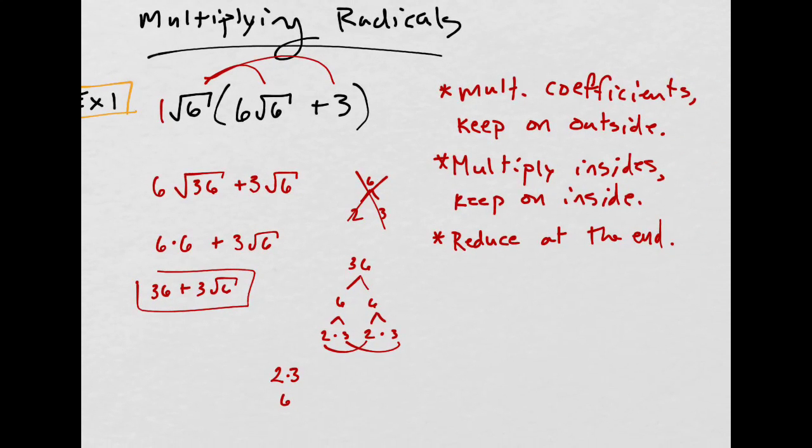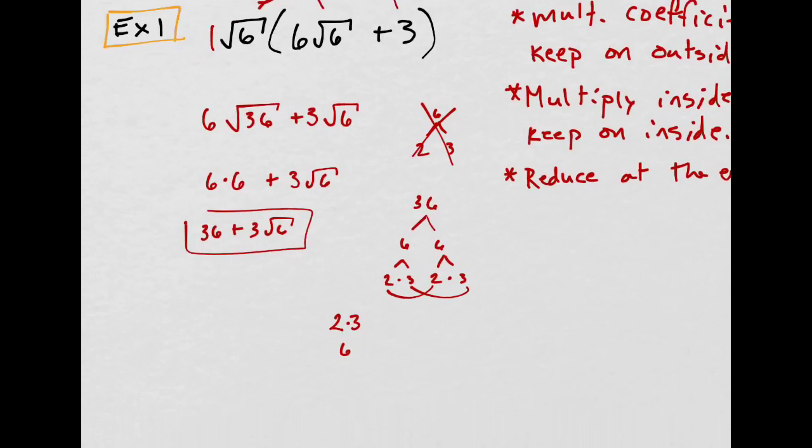Example 2. So, first, multiply the coefficients on the outside, keep them on the outside. The second is multiply the insides, keep it on the inside. And then reduce at the end. So let's look at example 2.